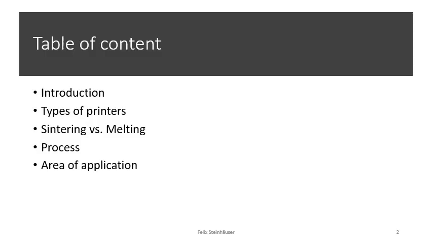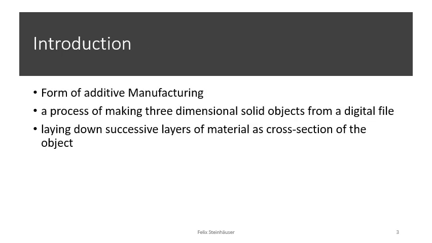So, to give you an overview, first I'm going to talk about what 3D printing is, then I'll give you a few examples of types of metal printers, then I'm going to talk about sintering versus melting, which occurs in the machine, and how it affects 3D printing. Then I'm going to talk about the complete process of 3D printing, and then I'm going to show you some areas of application. To the introduction.